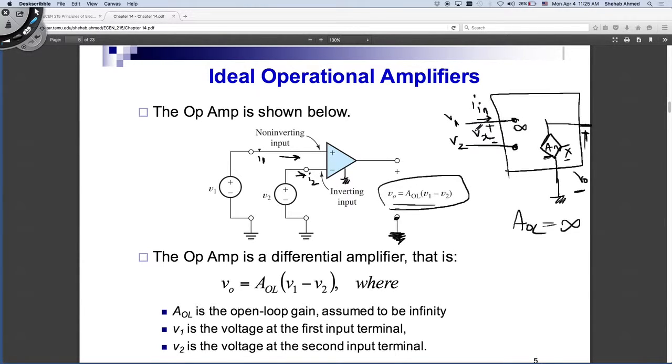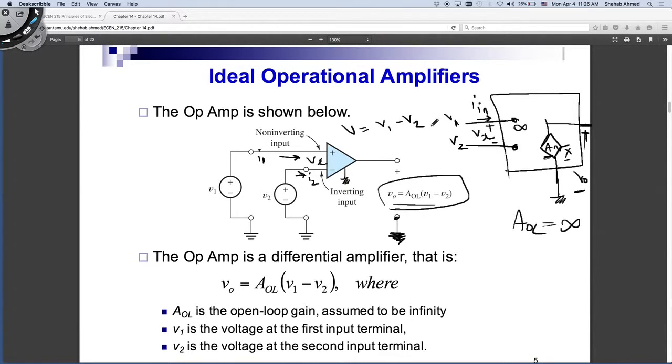What we can do is take some feedback from my output. If my output is very large, and I feed some of it back to the input, such that I oppose the voltage V1, for example. Remember this Vx here, Vx is equal to V1 minus V2.